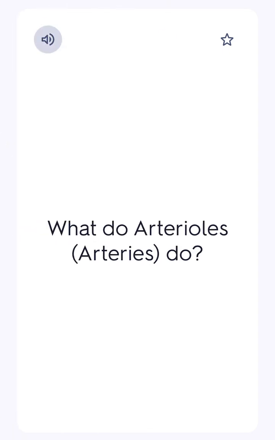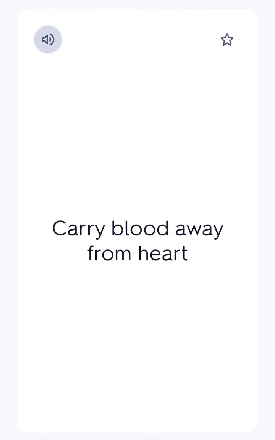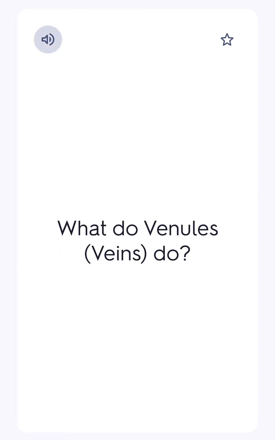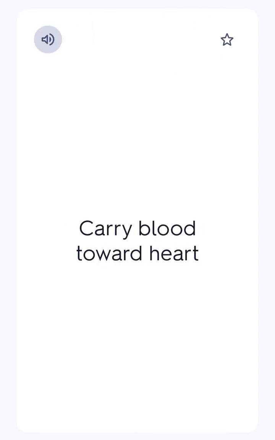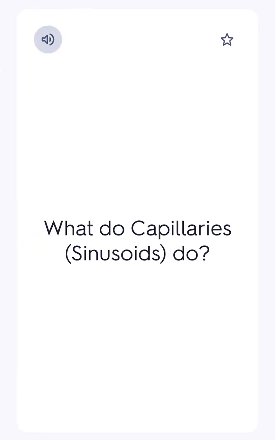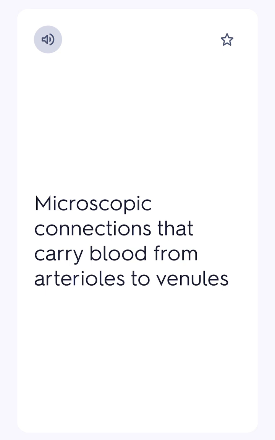What do arterioles do? Carry blood away from heart. What do venules do? Carry blood toward heart. What do capillaries do? Microscopic connections that carry blood from arterioles to venules.